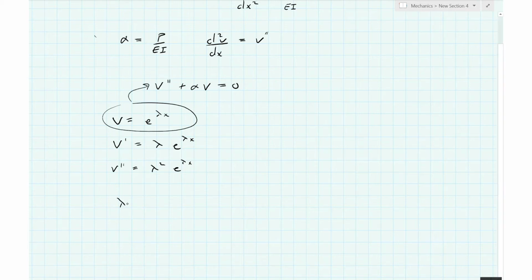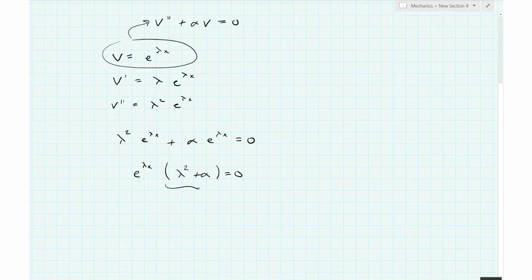So we'd end up with lambda squared e to the lambda x plus alpha times e to the lambda x equal to 0. And we can factor out the e to the lambda x. This is typically referred to as our characteristic equation. Now remember, we're trying to solve this equation. So we're looking at this and we have two elements here that multiplied together equal 0. So that means one of those things equals 0. Either this equals 0 or this equals 0. Now we know e to the power of something, some non-zero number, is not equal to 0. So that means the thing in brackets must equal 0.